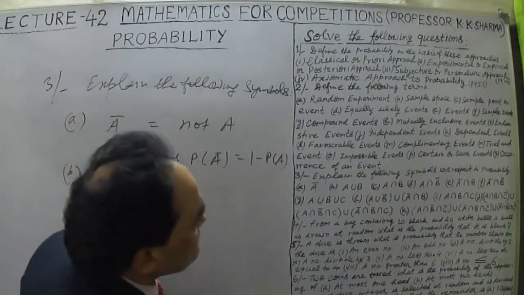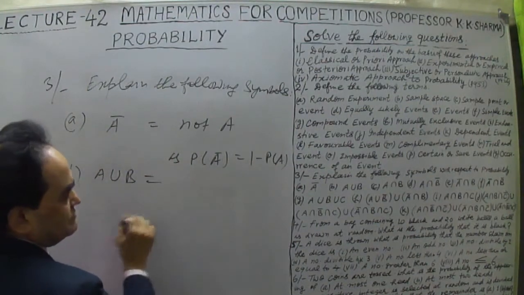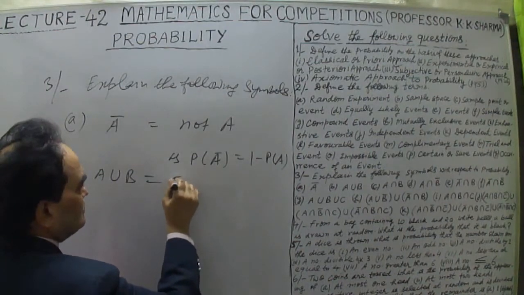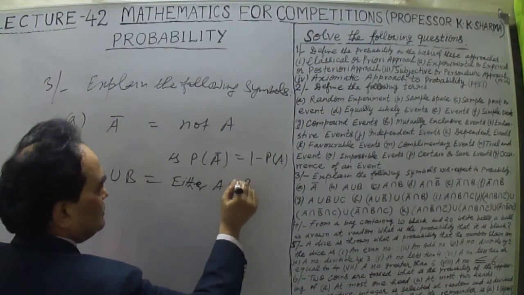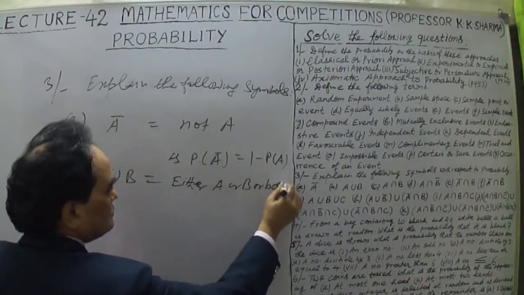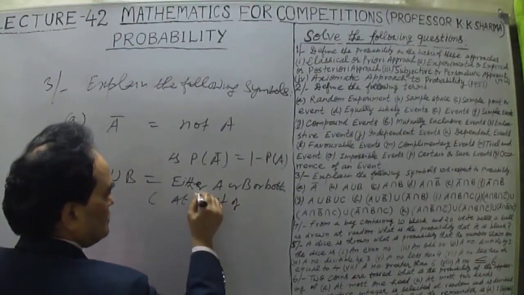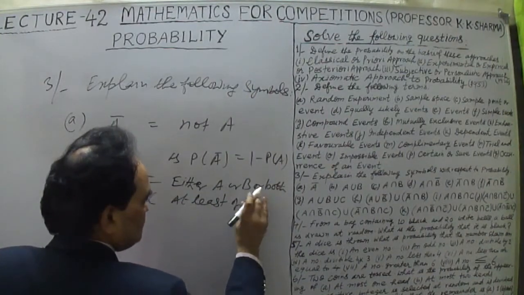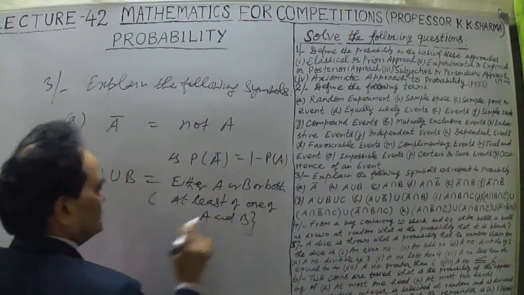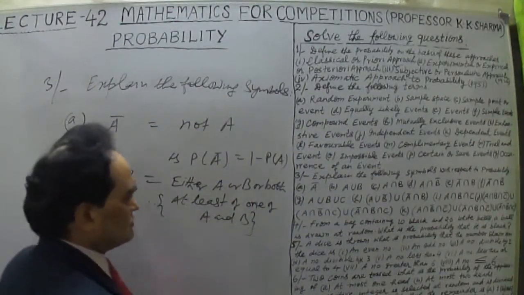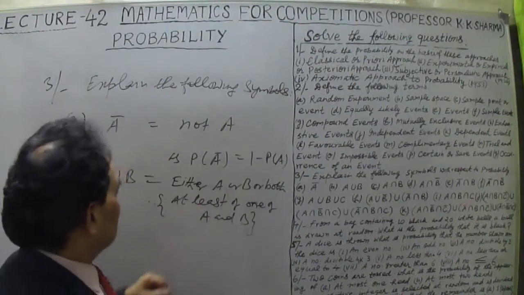B part. What is the B part here? Simple. A union B means either A or B or both. At least one of them. At least one of A and B. At least means either A or B or both. This is known as A union B.